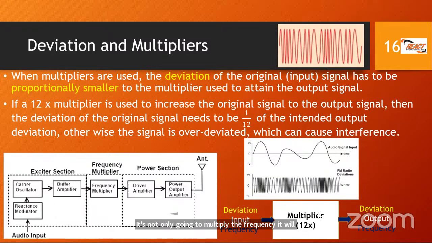And that's exactly what we have here as well. We are inputting a frequency, it's multiplying by 12, but we're also inputting a deviation for that frequency, and it's also multiplying by 12. Stands to reason? Okay.